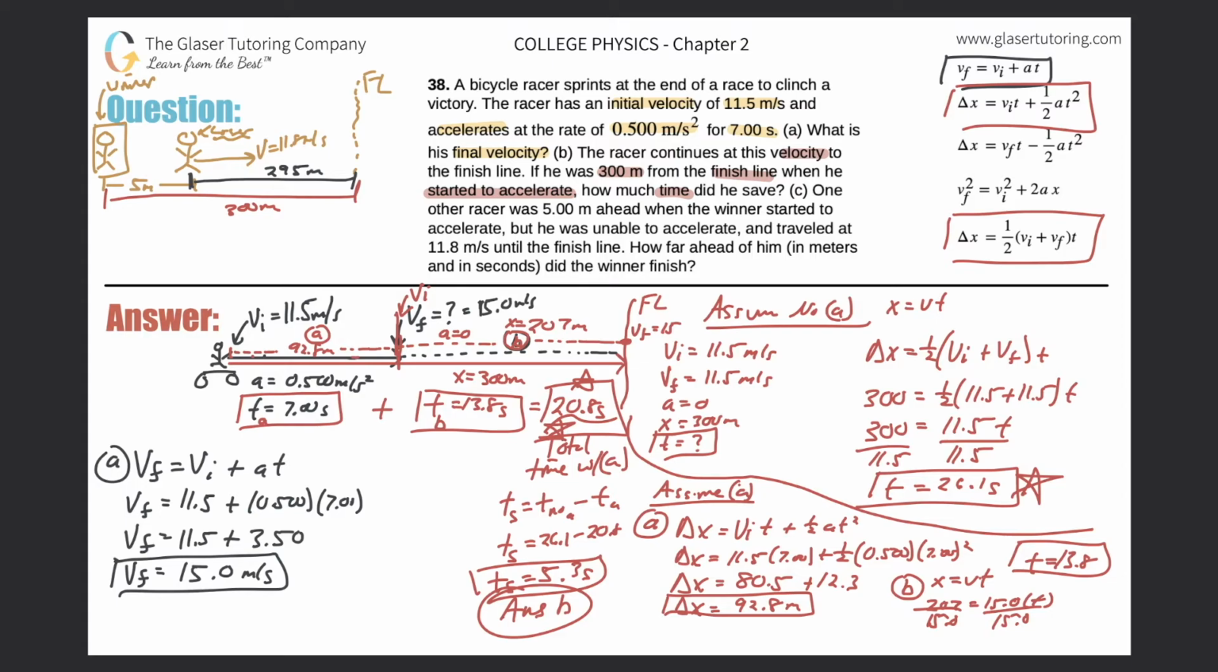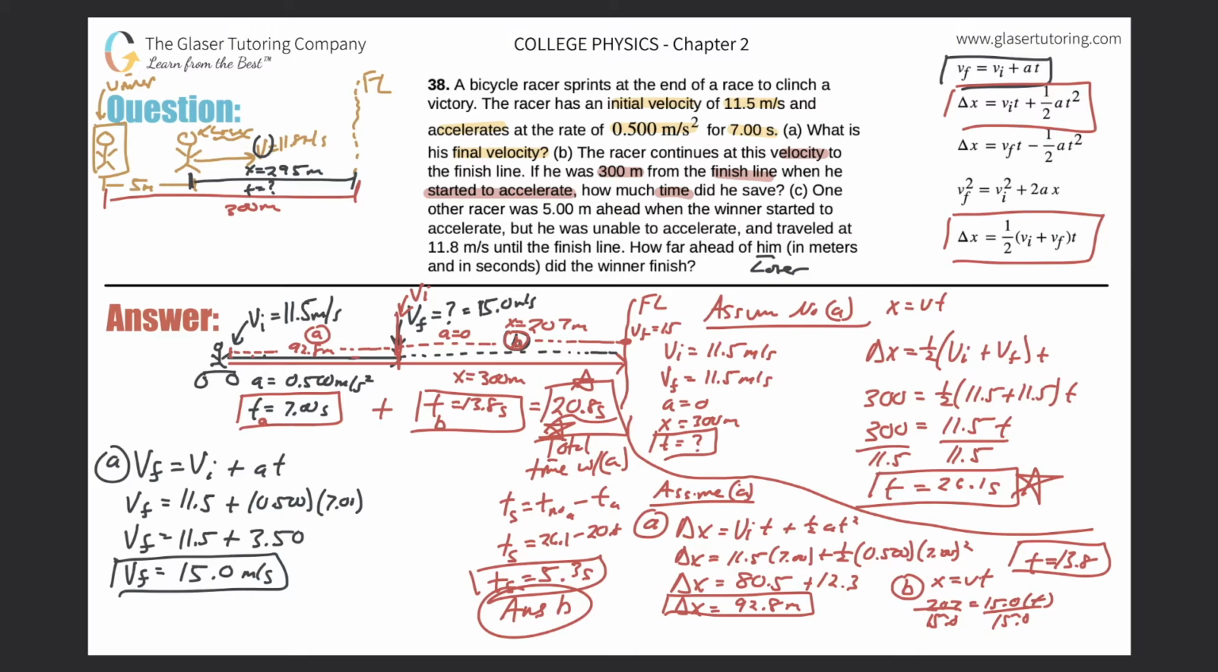Okay, so how far ahead of the loser did the winner finish? Okay, so now we can do this. Man, the wording is terrible. So, okay, we know the velocity. Okay, we know the displacement. What we need to now do is solve for time.